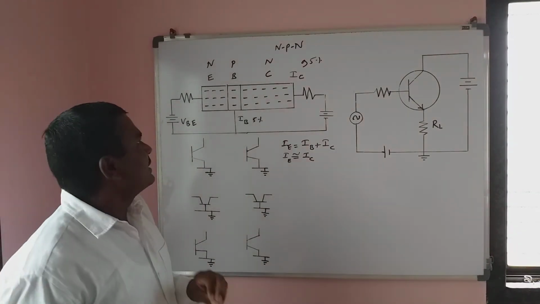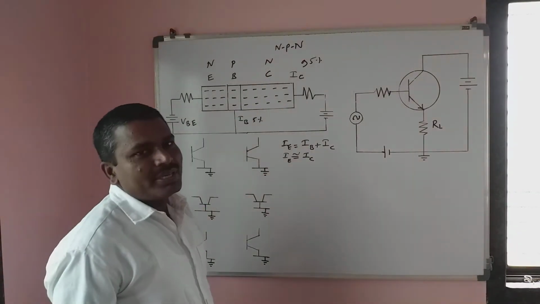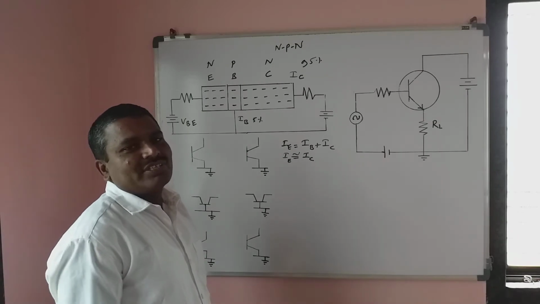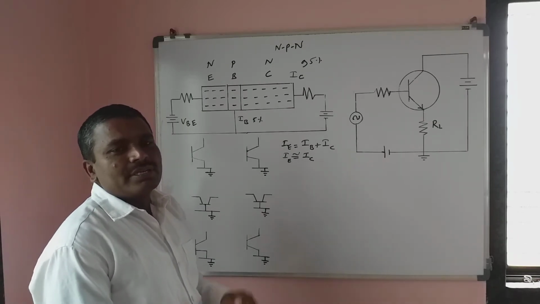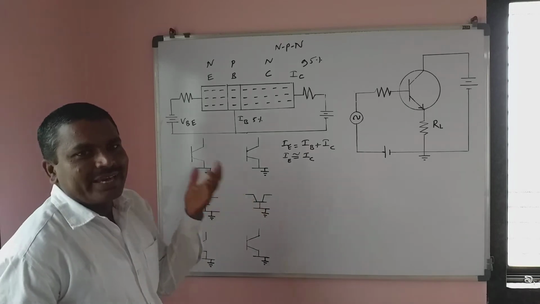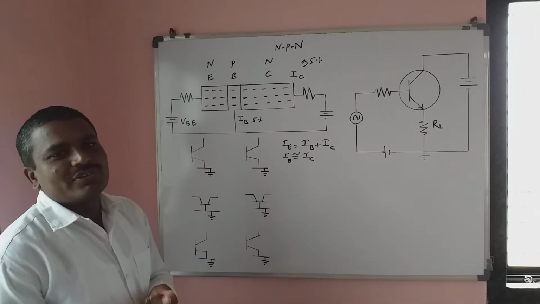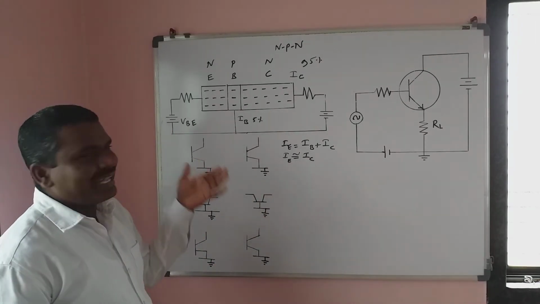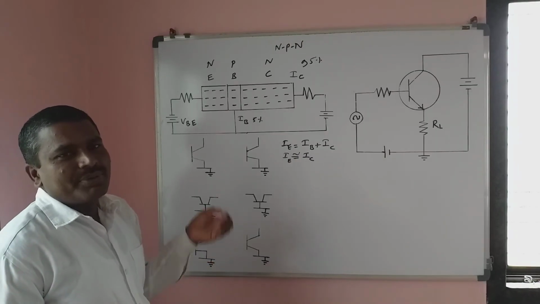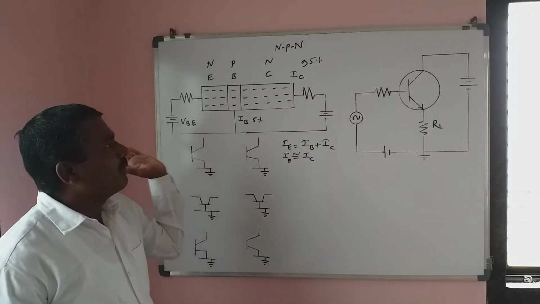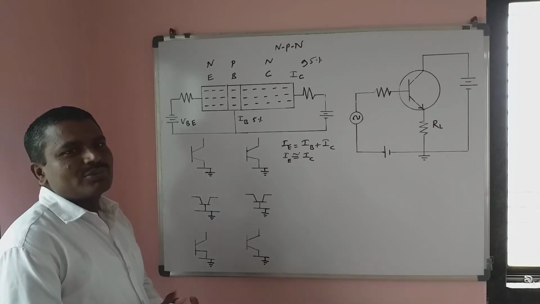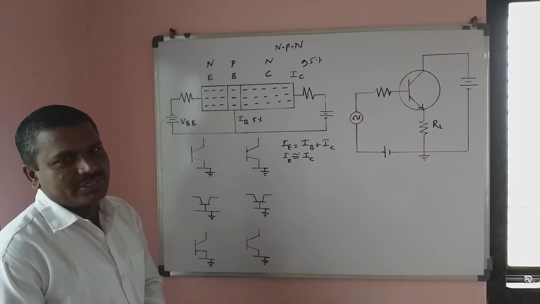When we consider a PNP transistor instead, the majority carriers are holes, and the working is like that of the NPN transistor. Majority carriers are holes, and through the holes the electrons pass in the PNP transistors.